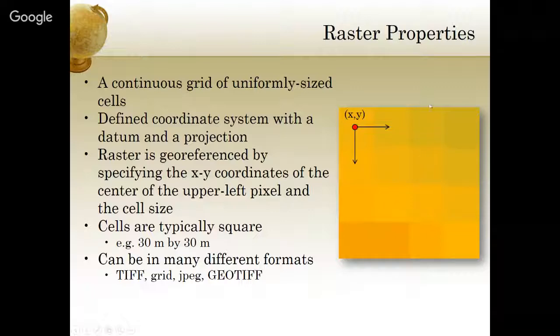So the cells are typically square, and you see them in a lot of different formats. We've already seen them in different image formats. They may be Esri grids, BILs, raster geodatabases, lots of possible formats here.